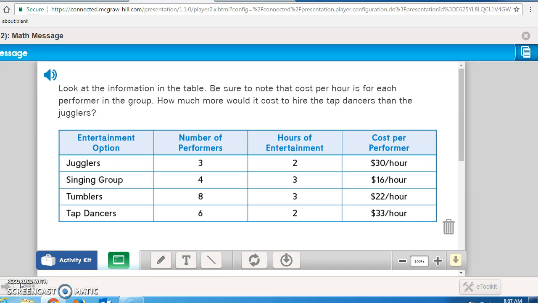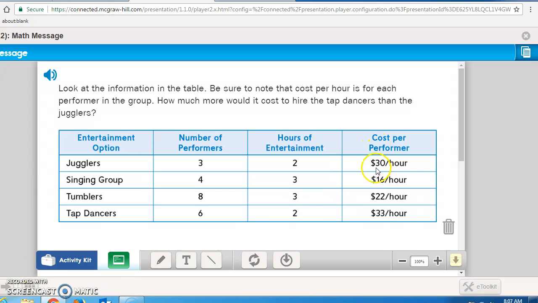Get out your math journal and turn it to page 188. Pause the recording while you do that. At the top of Math Journal page 188, it says, look at the information in the table. Be sure to note that cost per hour is for each performer in the group. So how much would it cost to hire the tap dancers, then the jugglers?